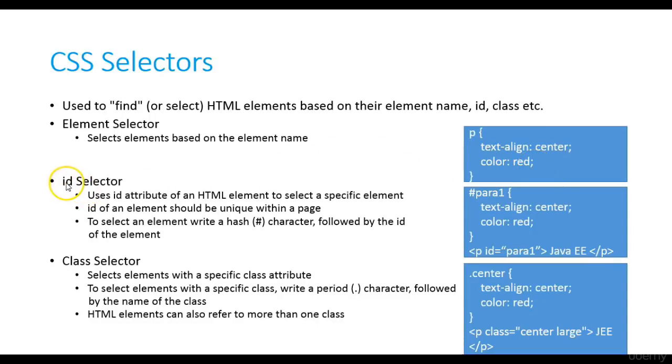Next is the ID selector, and it uses the ID attribute of an HTML element to select a specific element. The ID of an element should be unique within a page, so the ID selector is used to select one unique element. To select an element with a specific ID, we write a hash character followed by the ID of the element. For example, in the code snippet on the right, the style rule will be applied to the HTML element P with ID equal to para1.